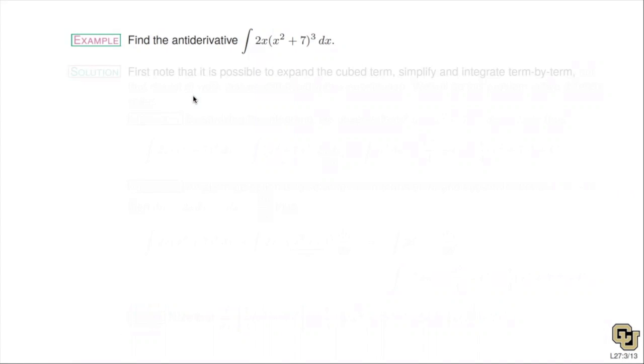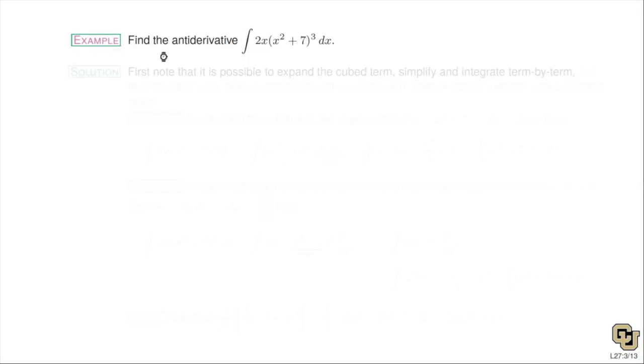So I start out with a very easy problem. Quote unquote easy, it's not easy. So here it's the antiderivative of 2x times quantity x squared plus 7, cubed. So first, I recognize this as an integral problem, not a derivative problem, not a limit problem. Second, I remind myself this is not equal to the integral of 2x times the integral of x squared plus 7 cubed, okay?